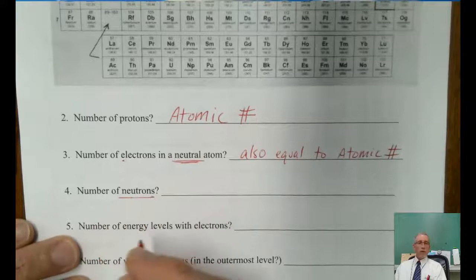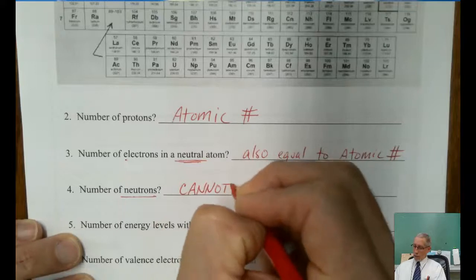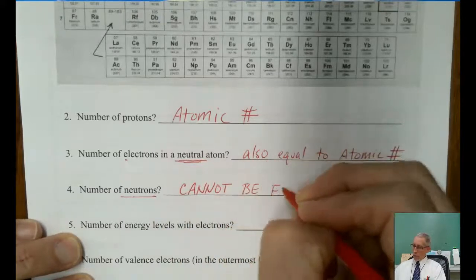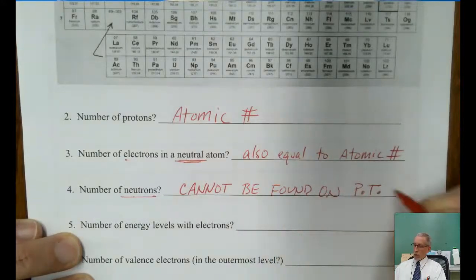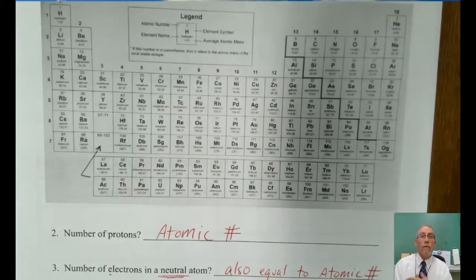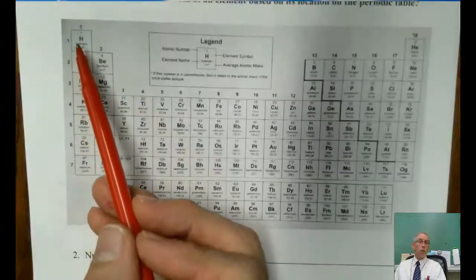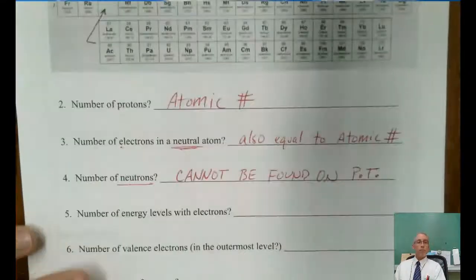Okay, I emphasized this in the last unit. The number of neutrons cannot, I will capitalize this, cannot be found on the periodic table. That's because for almost every element, there are multiple versions of the atom. Some have more neutrons than others. They all have to have the same number of protons if they're a particular element, but they don't have to have the same number of neutrons. I use the example of hydrogen. There's hydrogen with no neutrons at all. There's some hydrogen with one neutron and some hydrogen with two neutrons.